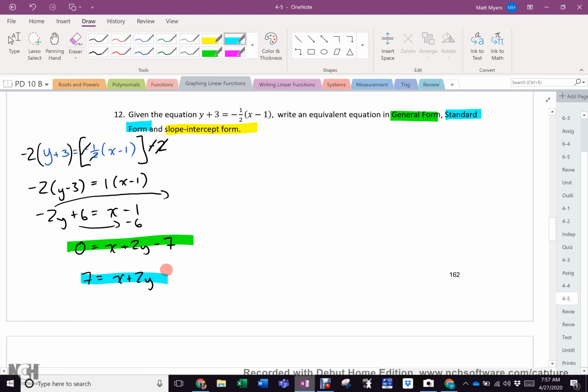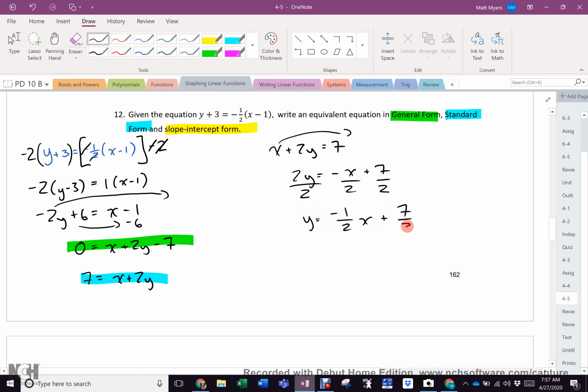And then slope-intercept form. From here, I just got to isolate y. I've got x plus 2y equals 5. I need y isolated. So I'm going to move that x over here. 2y equals negative x plus 5. Divide by 2, divide by 2, divide by 2 to isolate y. y equals negative 1/2 x plus 5 over 2.